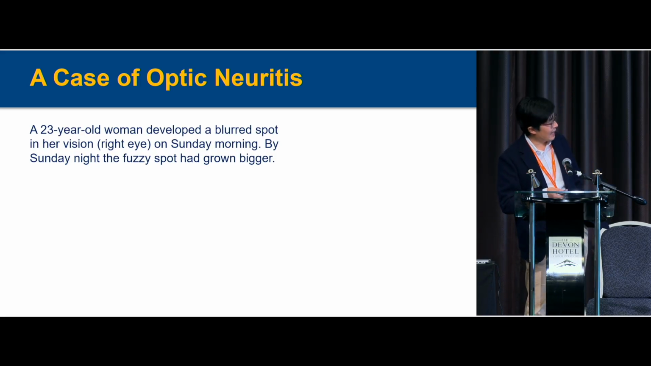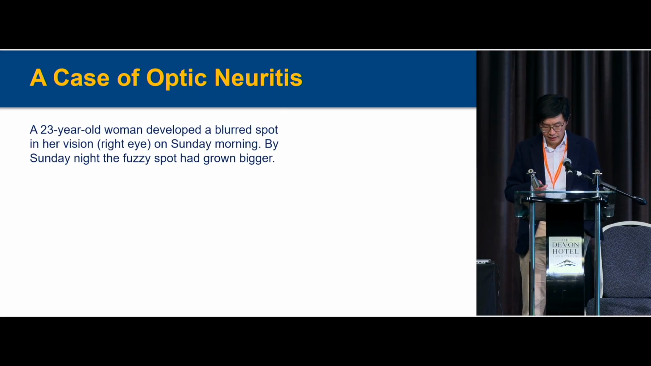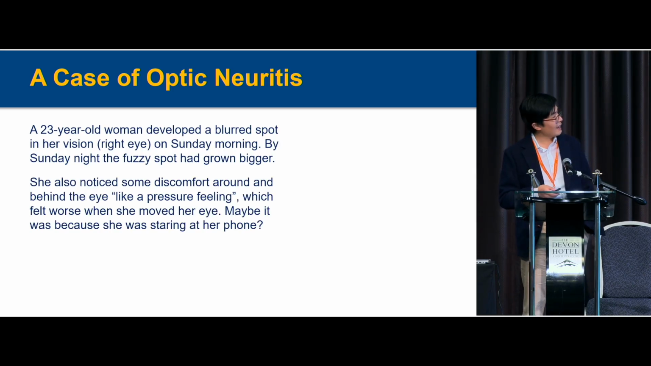So here's a classic case. We've got a 23-year-old woman who developed a blurred spot in her vision in her right eye on a Sunday morning. By Sunday night, the fuzzy spot had grown bigger. And then she also noticed some discomfort around and behind the eye, which she described like a pressure feeling, which felt worse when she moved her eyes.